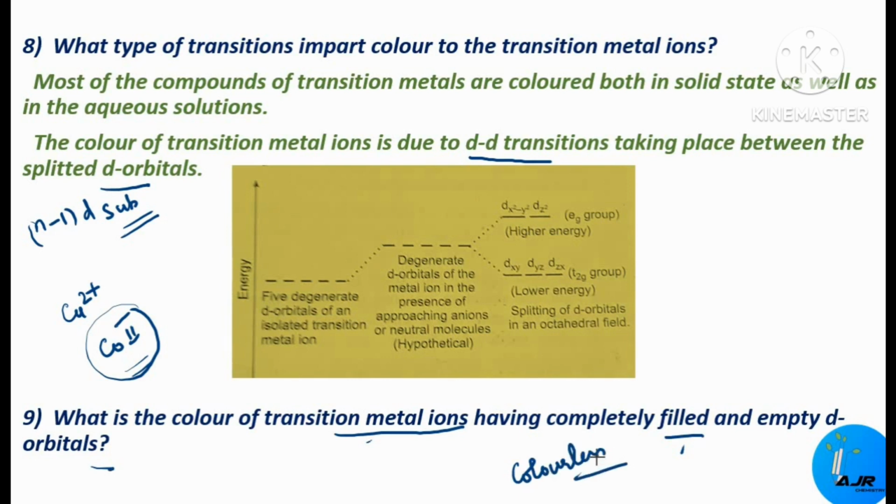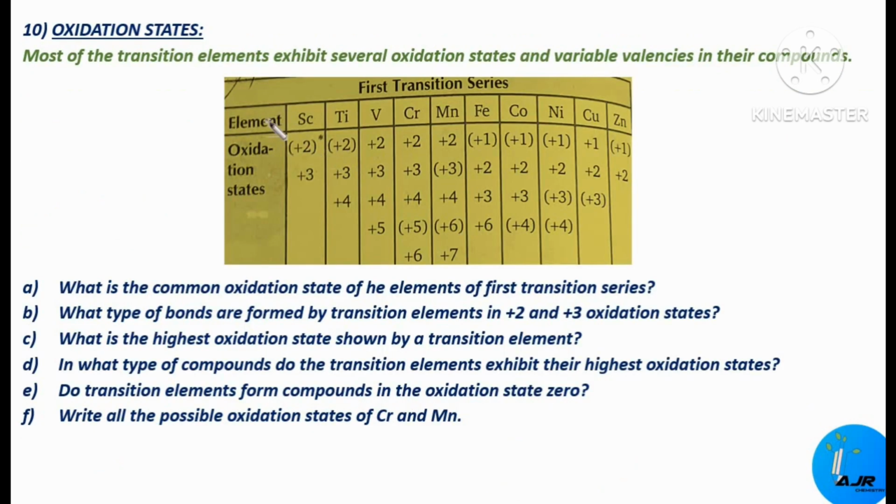This is because in the former case, when it is in the completely filled state, there are no vacant d orbitals for the promotion of electrons. While in the latter case, there is no electron available for dd transition. Since no dd transition takes place in these two cases, the ions do not have any color and are said to be colorless. Can you understand? Next important property is the oxidation state.